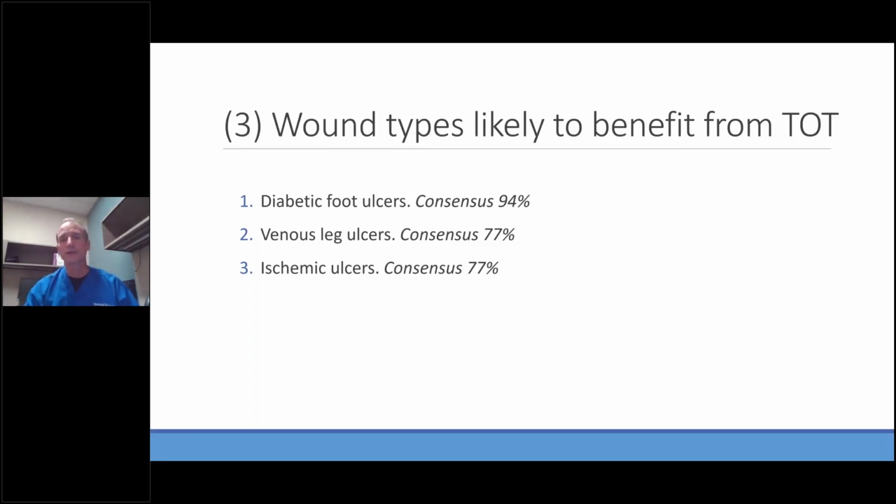Venous leg ulcers, a little less consensus, but still statistically positive, and the same with ischemic ulcers, where we find consensus at 77%. But I've promised all of our vascular colleagues that I would put this caveat in there: after all attempts at revascularization have been exhausted.